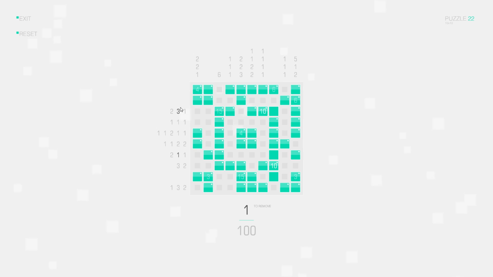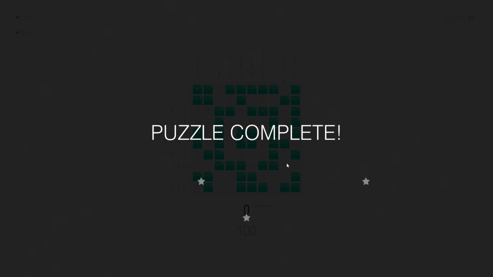So what else do we have? We have 3 connected squares here that have to be positioned like this, and we need 1 more square that has to be positioned like this in this row here. So that leaves me only with removing this 1 square here, and it's this one. And once I do this, the puzzle is complete.